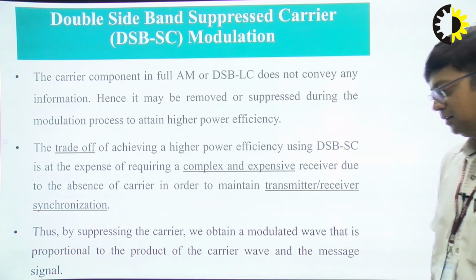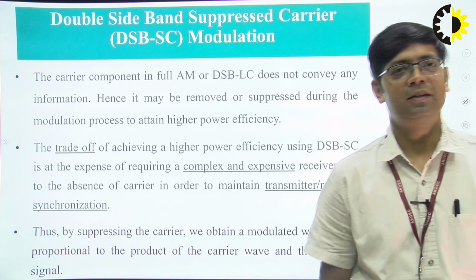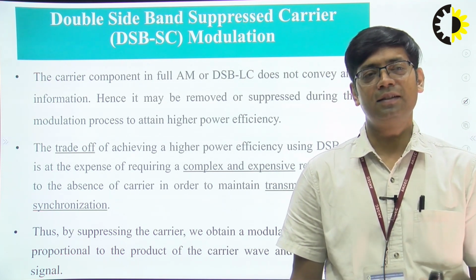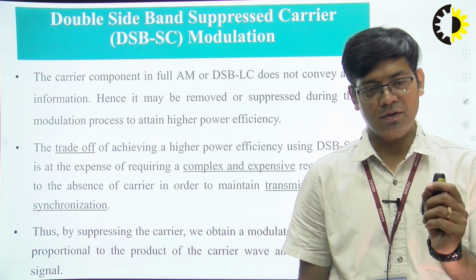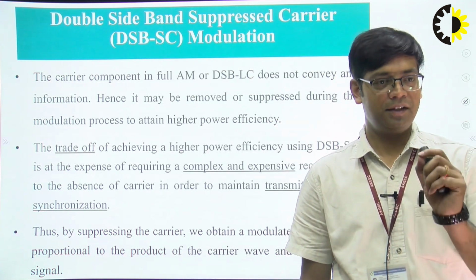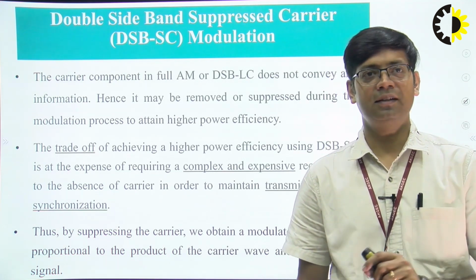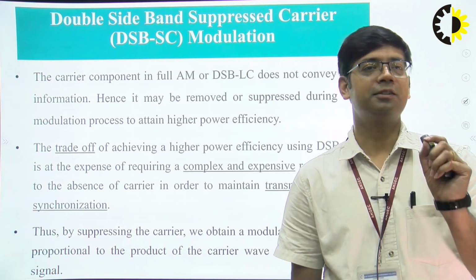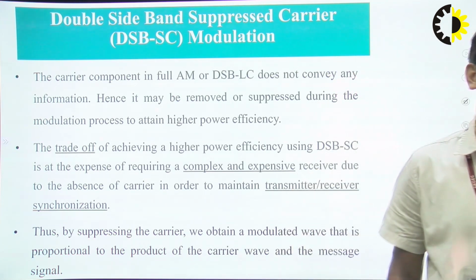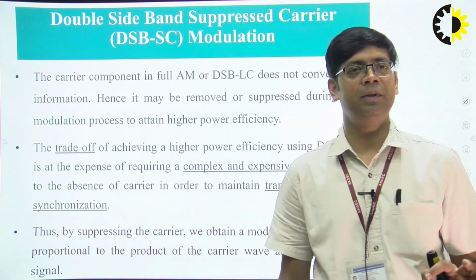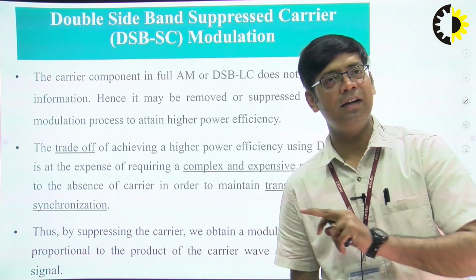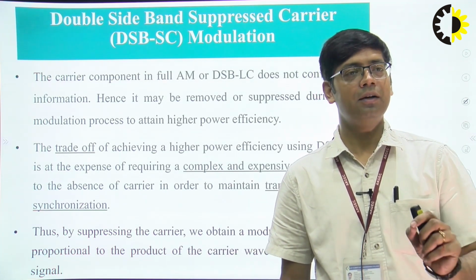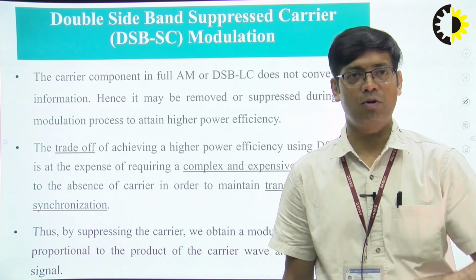But that saving in power does not come for free. There is a certain complexity in the hardware at the receiver end that is required if we use double sideband suppressed carrier technique. That is, if we suppress the carrier and only transmit the sidebands, then at the receiver end to get the message signal back, we need a more complex circuitry. So, that is the drawback.